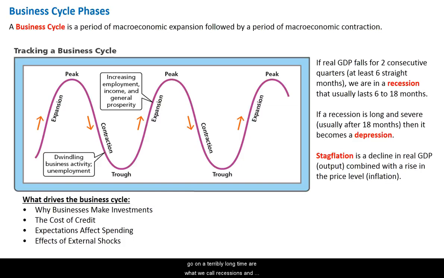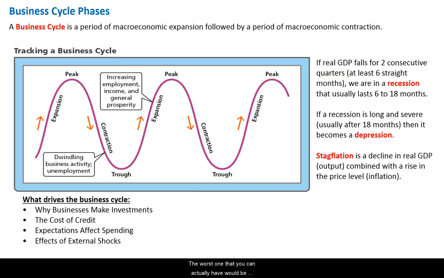Contractions that go on a terribly long time are what we call recessions. And so if you see real GDP falling for 2 consecutive quarters, at least 6 straight months, we start calling that a recession. Usually that lasts 6 to 18 months, and then if it gets deeper or worse and continues to drop, we'll call that contractionary period a depression.